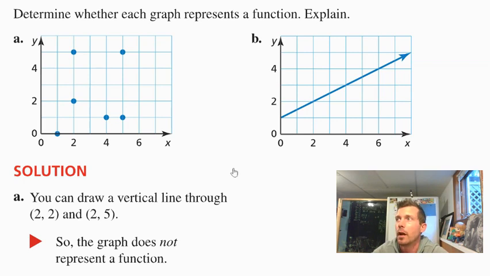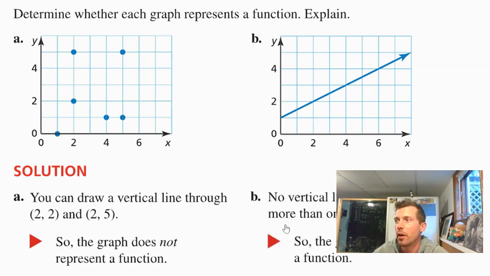Looking at B, I want to see if I can draw straight lines all throughout this, and I could. I would only hit at one location. So this one passes the vertical line test because no vertical line can be drawn that hits more than once. So the graph represents a function.